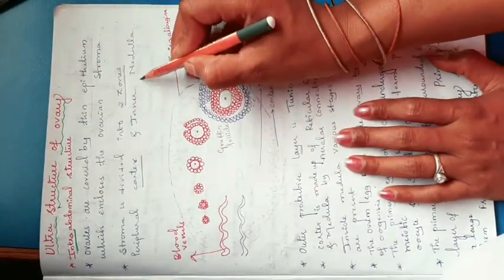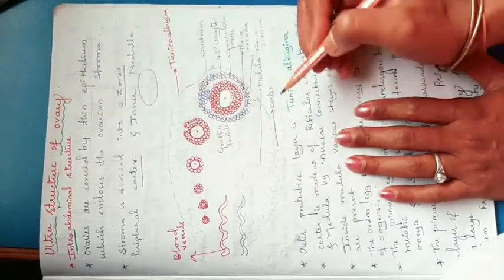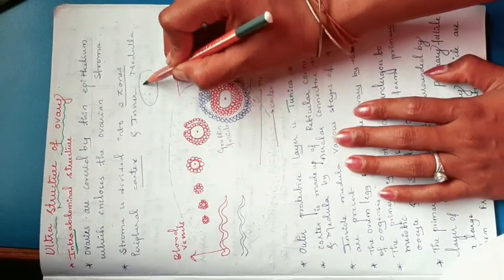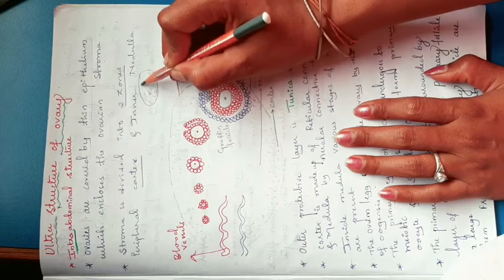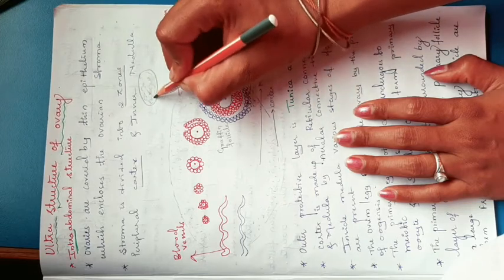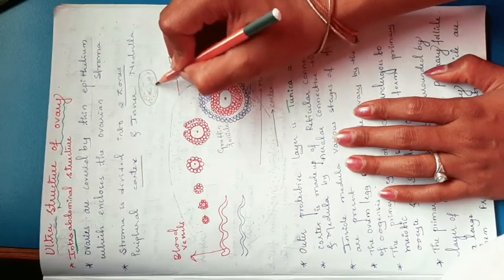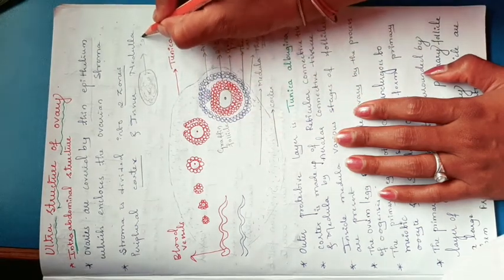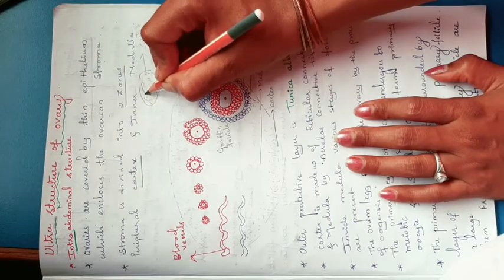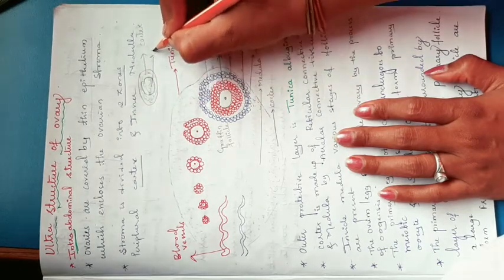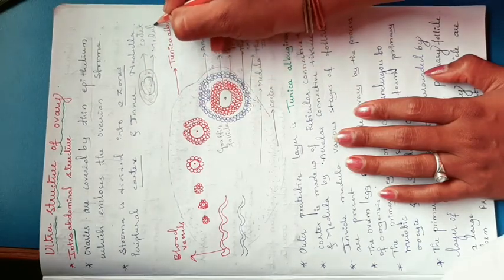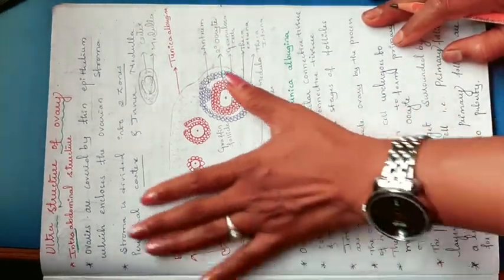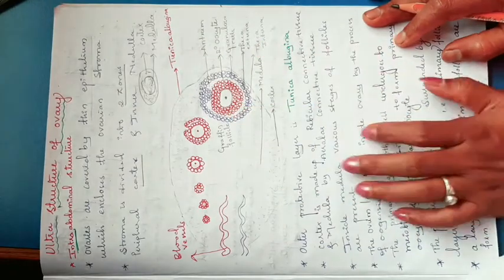I will draw a rough diagram here. Consider this is an ovary. The portion inside the ovary is called the ovarian stroma. The peripheral portion is called the cortex. The middle portion is called the medulla. This is a common structure. Next, we can discuss the complete structure of an ovary.